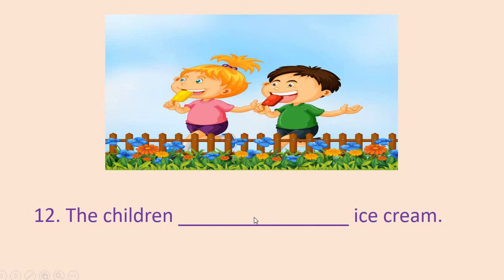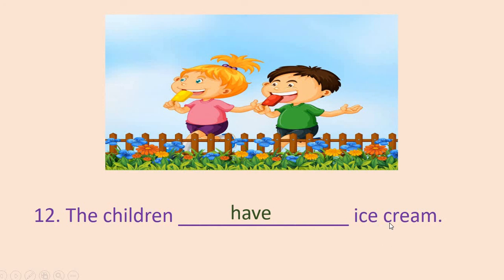The children. What do we have to write here? Has or have? What will come here? H-A-V-E, have, or H-A-S, has? Yes, you all know the answer. Can you remember? Very good. The children, more than 1, so it will be have. The children have ice cream.